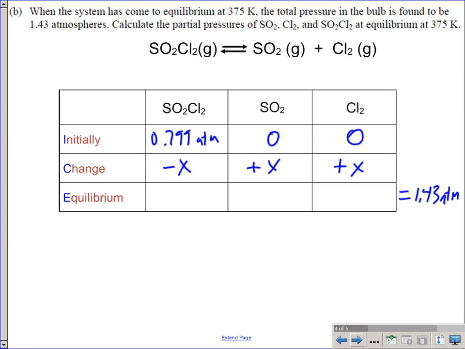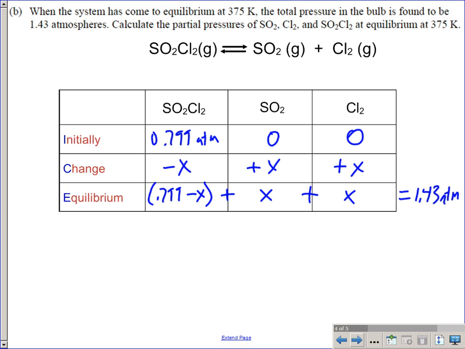And remember, initial plus change equals your equilibrium conditions. So I know this is going to be 0.799 minus X. This is going to be X, and this is going to be X. And I know those three things have to add up to 1.43 ATM. So really what I have here is an algebra problem. This plus this plus this equals 1.43 ATMs.